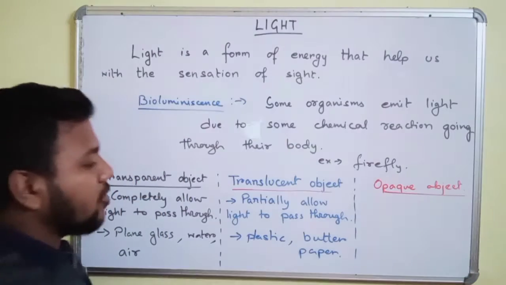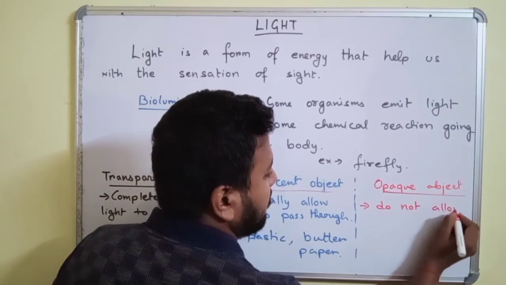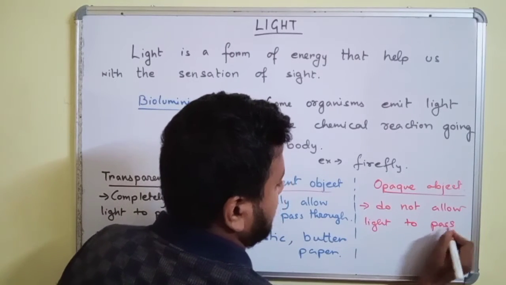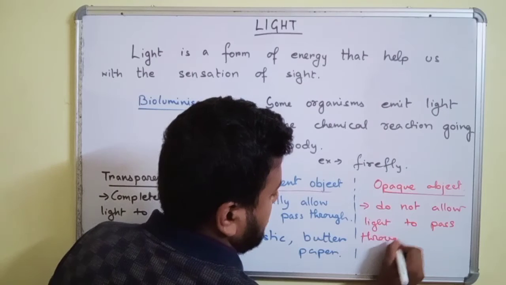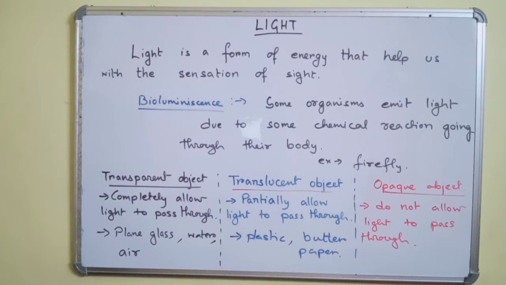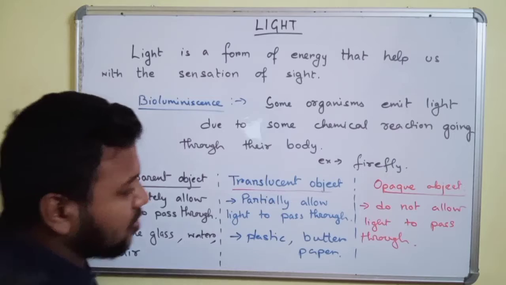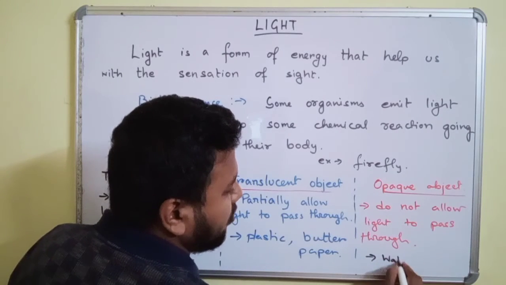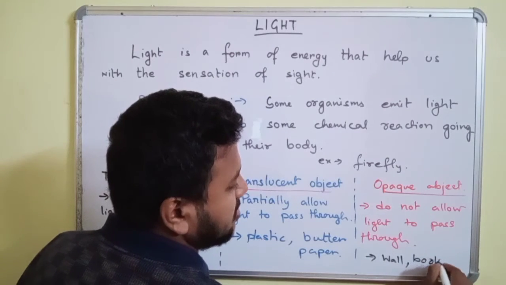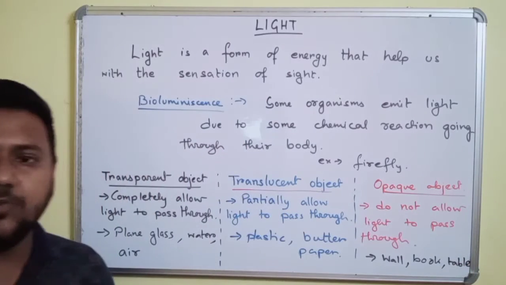But what are opaque objects? Opaque objects are the objects that do not allow light to pass through them. Like, we cannot see behind a wall, or behind a book or a table. They are all opaque objects.